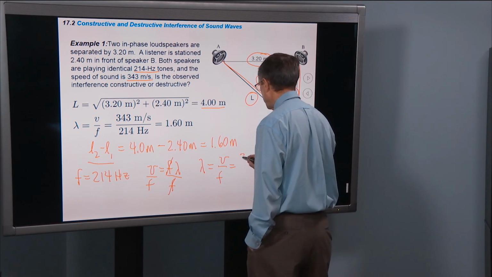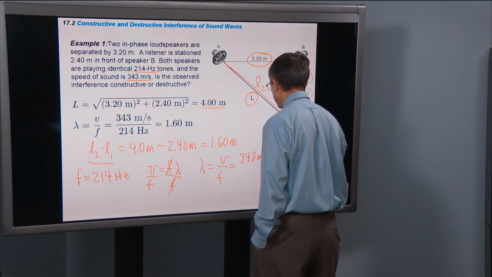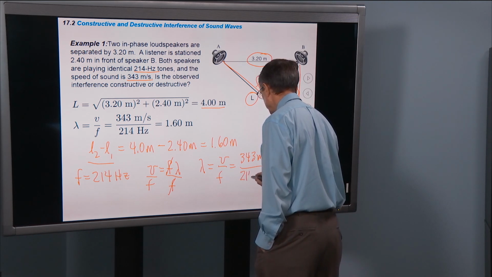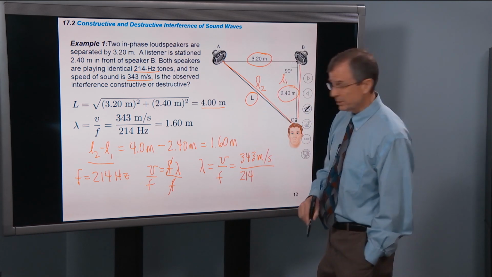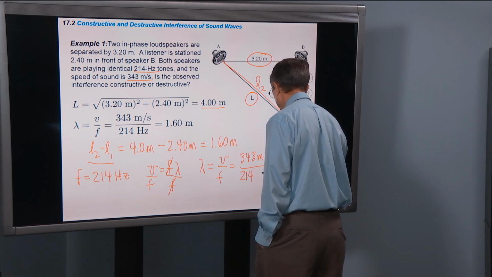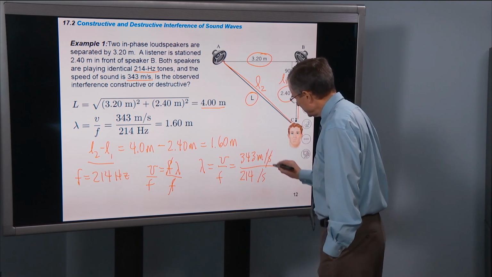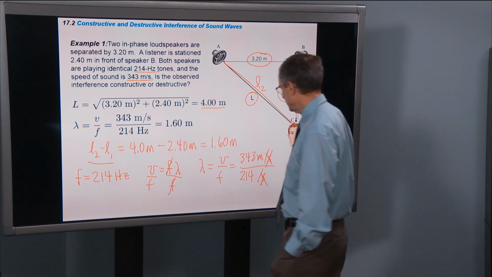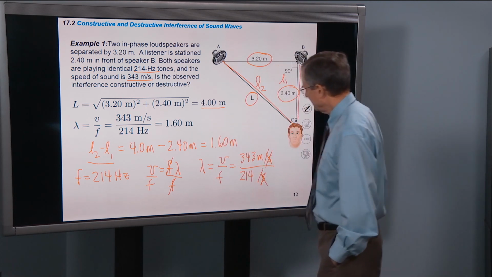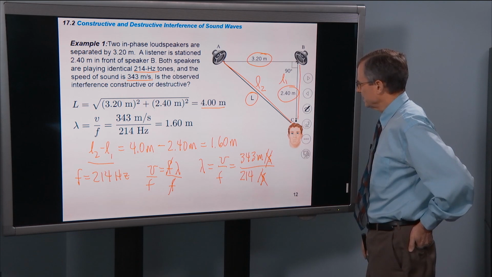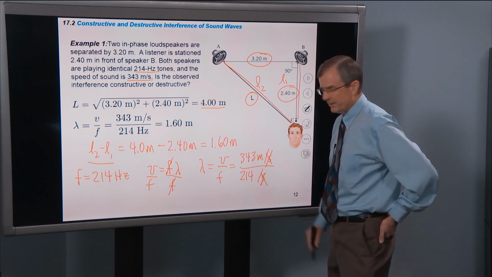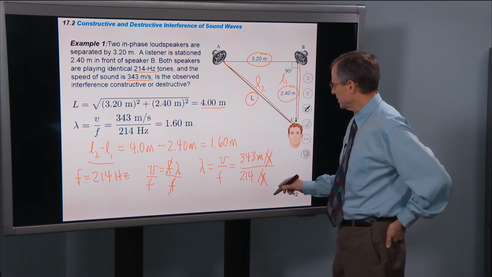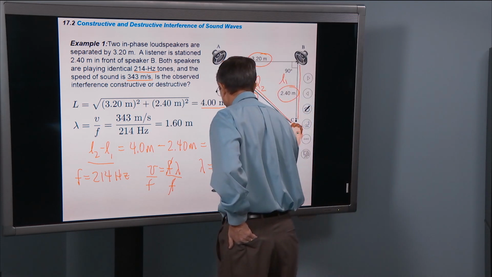V is 343. F is 214 cycles per second, or hertz. The per seconds cancel, and we're going to get something in meters. If you plug the numbers in, 214, half of 214 is 107, and 107 plus 214 is, I'm sorry, it's 1.6. This turns out to be 1.6 meters.